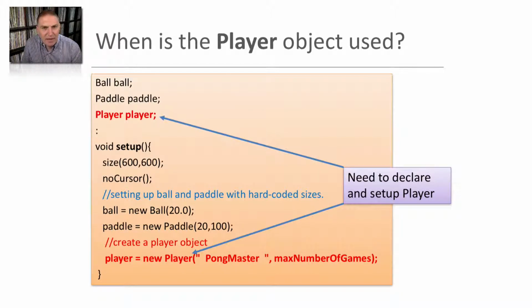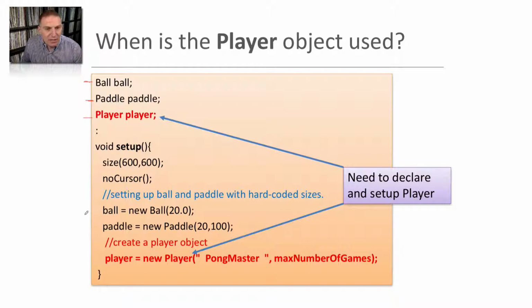So when is the player object used? Well, in our original Pong game file, we declared a ball and we declared a paddle object, which we can just highlight here. So here's our ball, here's our paddle, and we're now going to create a player object. So this declares the variable player to be of type object Player with a capital P.